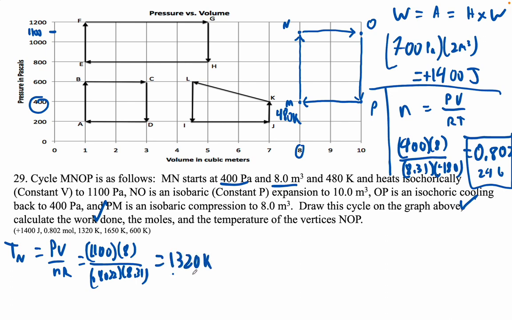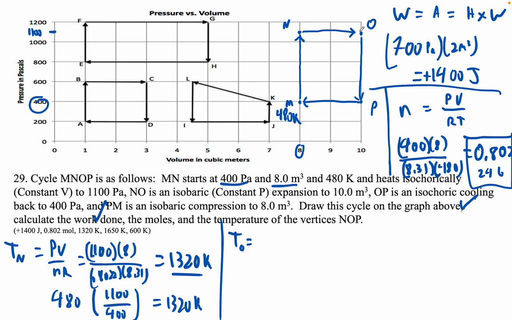And whenever that happens, you should ask yourself, is there a better way to do this? And of course, the better way to do this is that it's 480 times the ratio of 1100 over, what is this guy, 400. Okay? Because notice that the pressure rose from 400 to 1100, right? So therefore, the temperature must also rise by the same factor. So let's try that. 480 times 1100 divided by 400. And by golly, that equals 1320 kelvins, right?